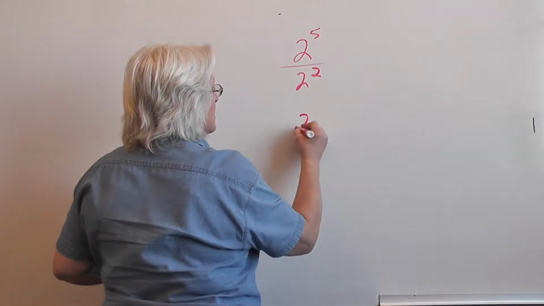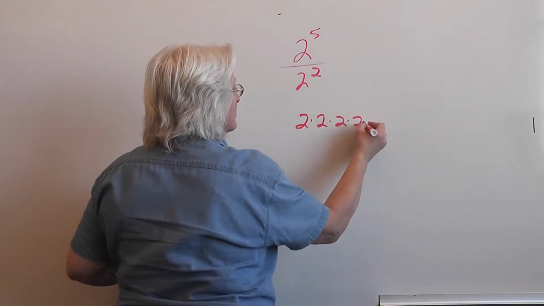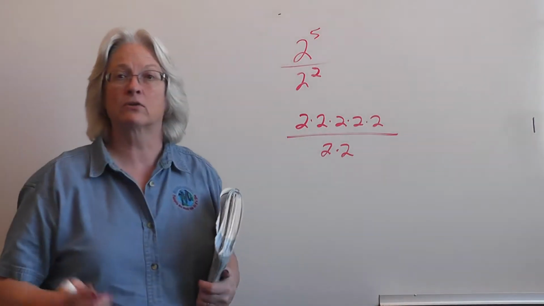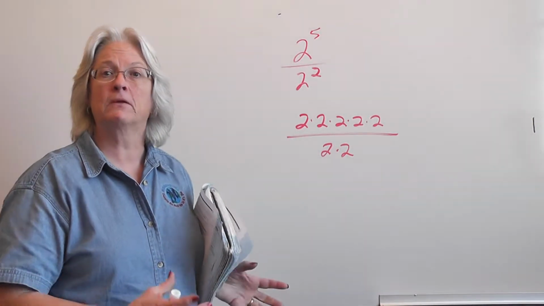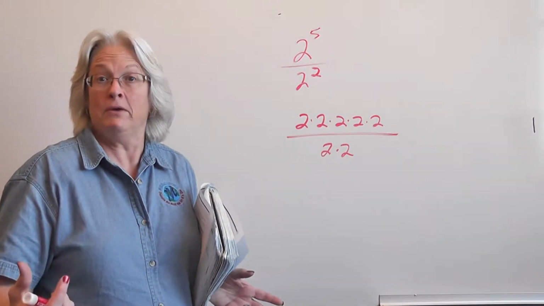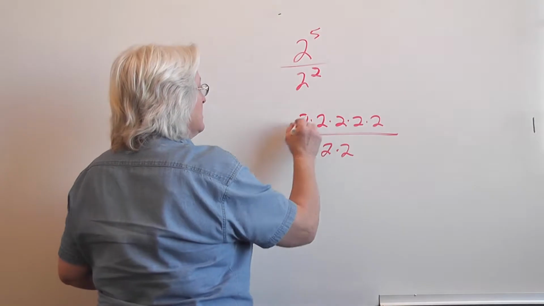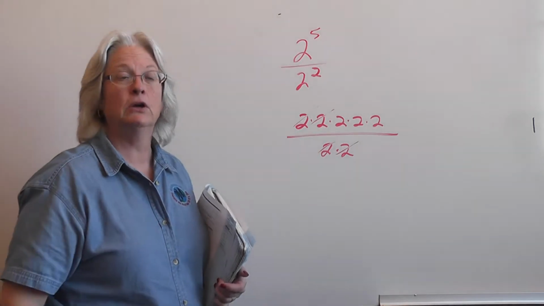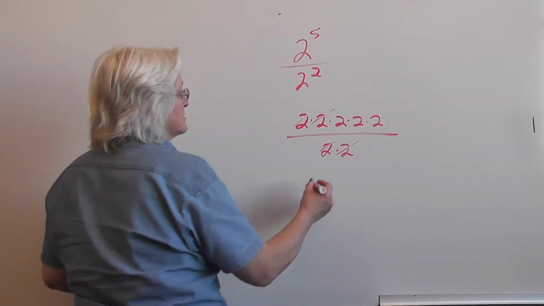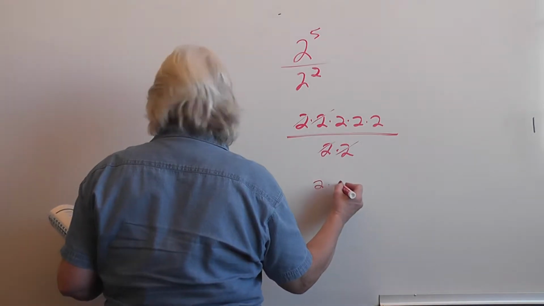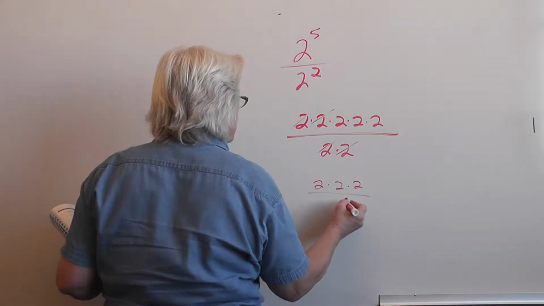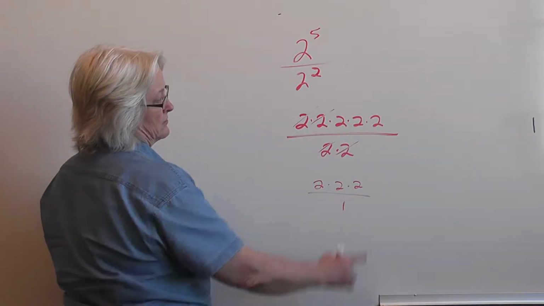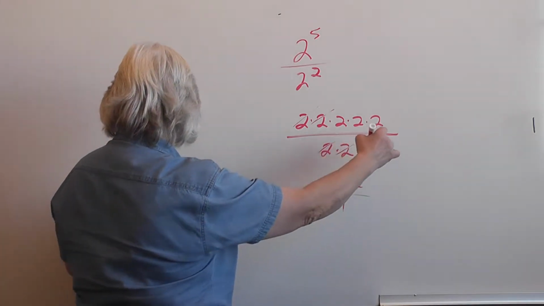Well, that means use 2 as a factor 5 times in the numerator and use 2 as a factor twice in the denominator. Now, we've known for a while, or maybe you've even just learned recently, that when you have the same factor in the numerator as you do in the denominator, you can cancel those common factors. So we now have 2 times 2 times 2 divided by 1, which is 2 times 2 times 2.